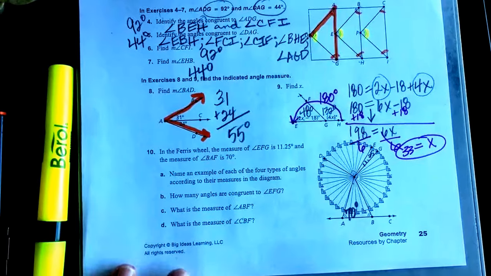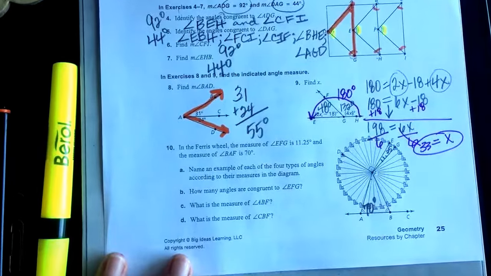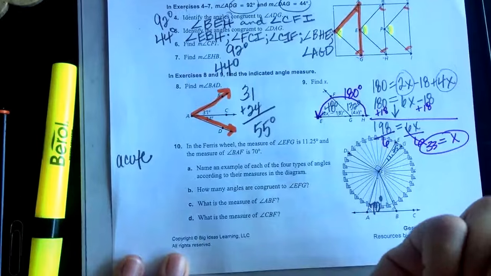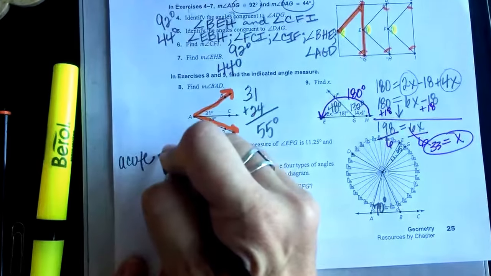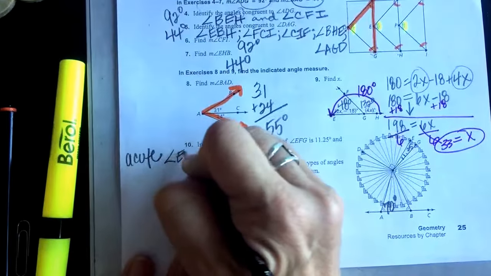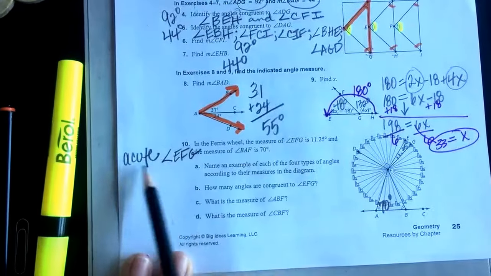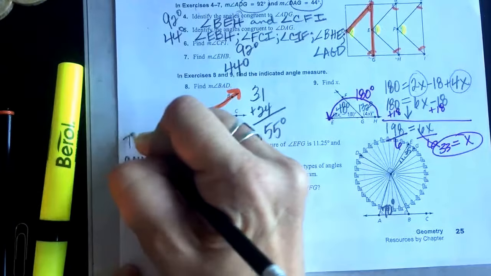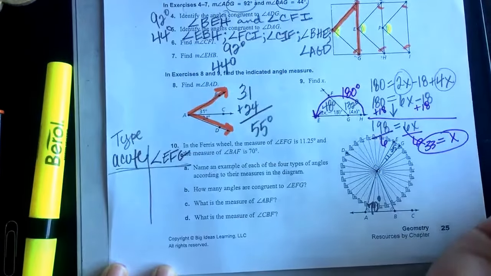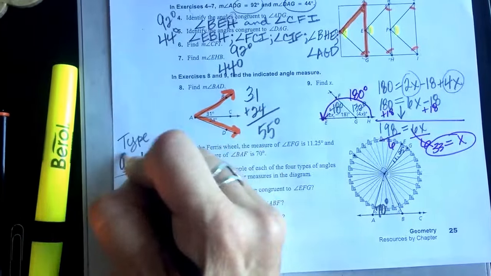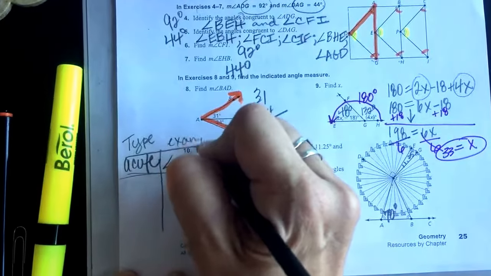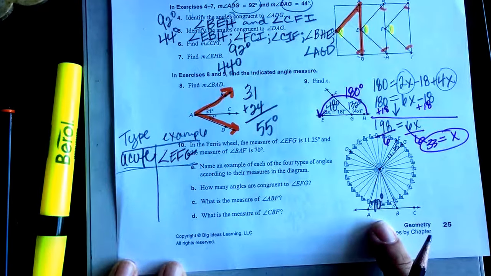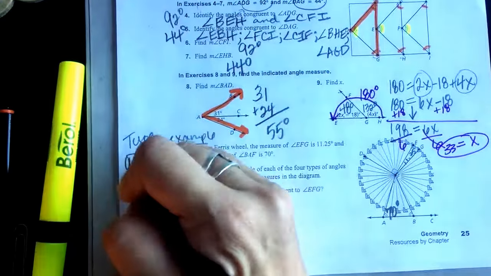Now, name an example of each of the 4 types of angles according to their measures in the diagram. Well, first of all, I know that an acute angle is less than 90. I'm going to name acute as angle EFG, the one that we just looked at as 11¼. Acute example would be EFG. Now, I also could use the 70-degree angle as an acute. BAF could be there. That would be a possibility.